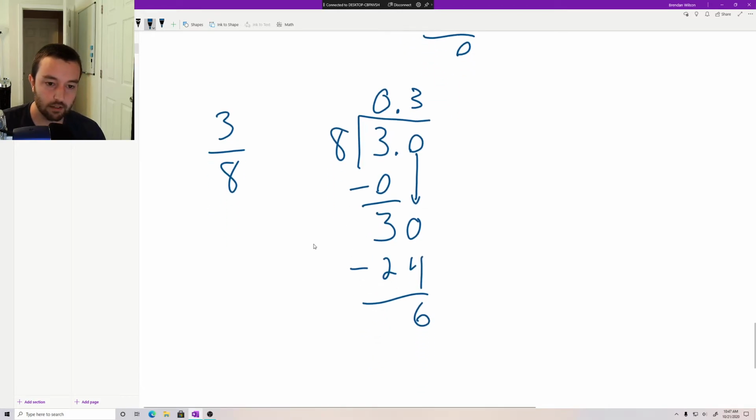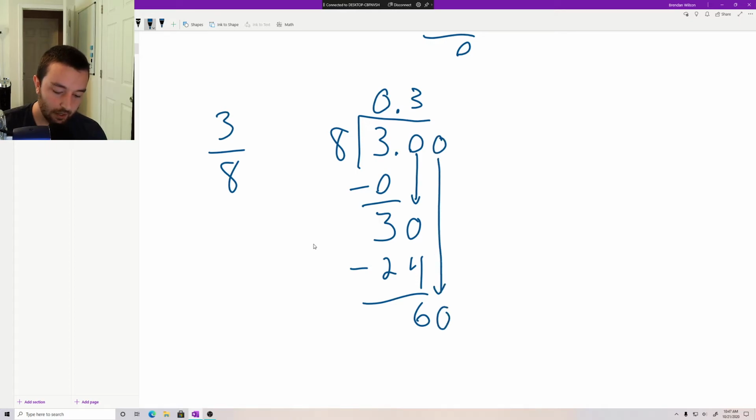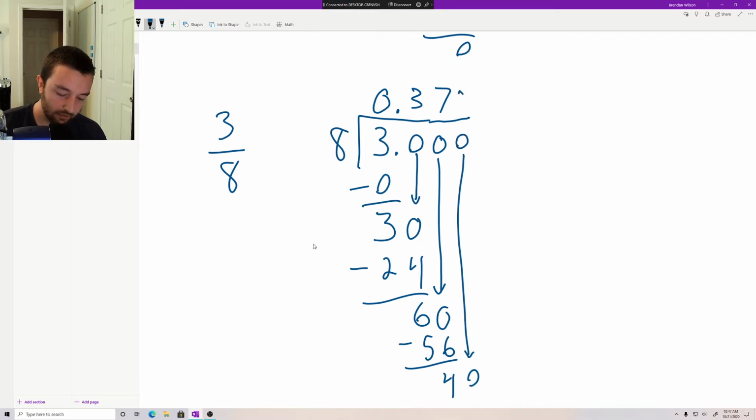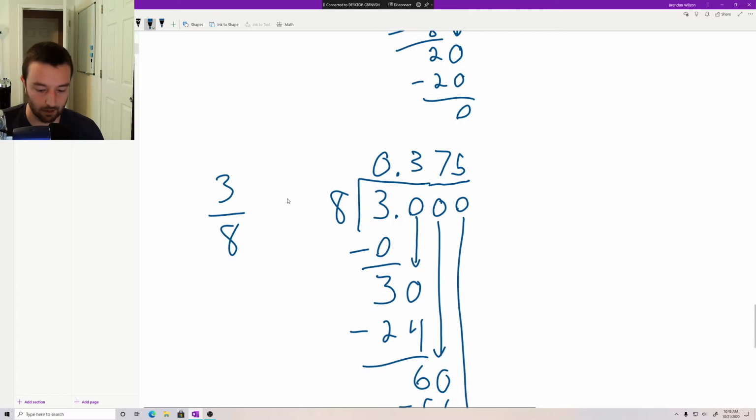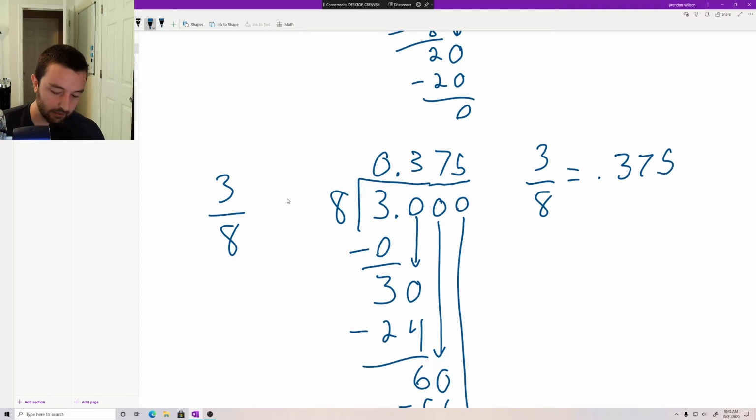Okay. So we get 6 left over. So now we just add another 0. 8 goes into 60 7 times. Subtract the 56. 8 goes into 40 5 times. And we get a 0 remainder now. Okay. So 3/8 is equal to 0.375. And if you do it in your calculator, if you just type in 3 divided by 8, you should get 0.375.